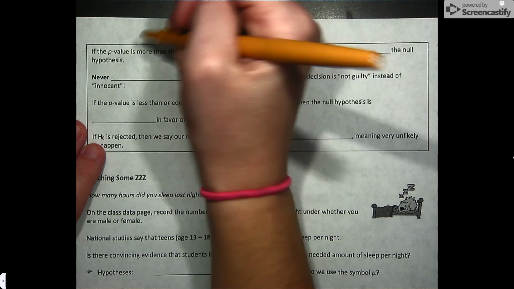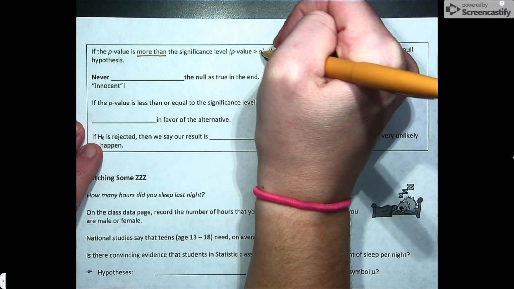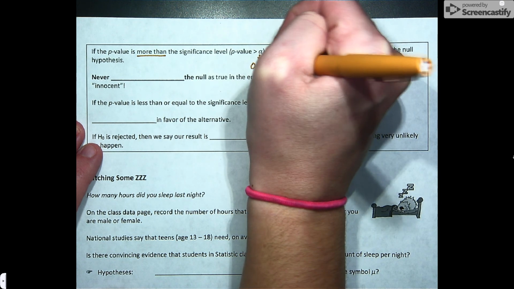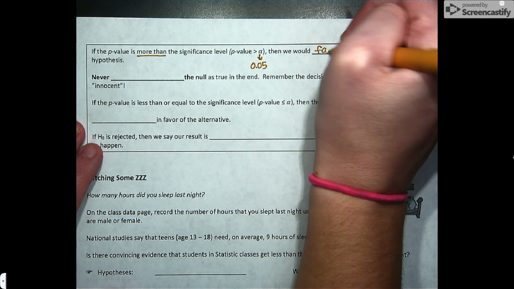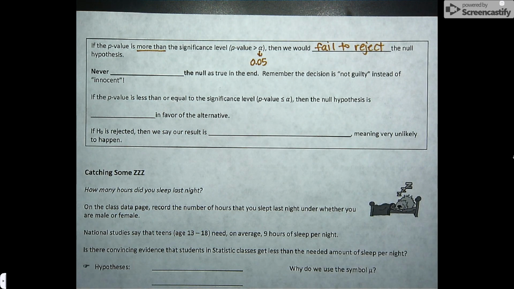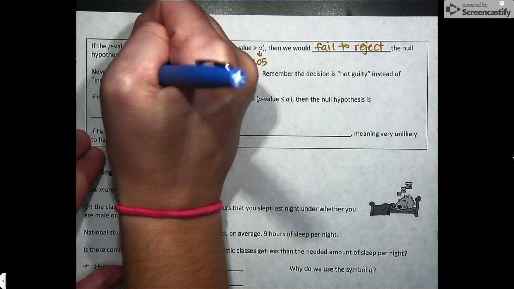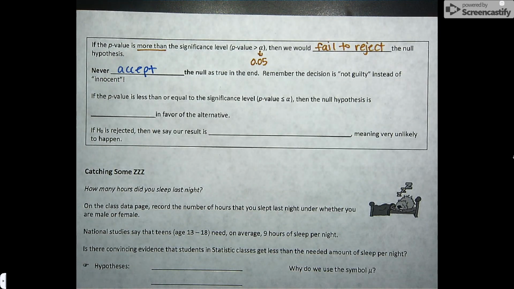So remember, if the p-value is more than the significance level, so significance level is alpha, remember the value for alpha that we'll always use is 0.05, then we're going to fail to reject the null hypothesis. So we'll fail to reject H0. However, remember, that does not mean that you're accepting the null hypothesis. So please never say that we accept the null as true in the end.